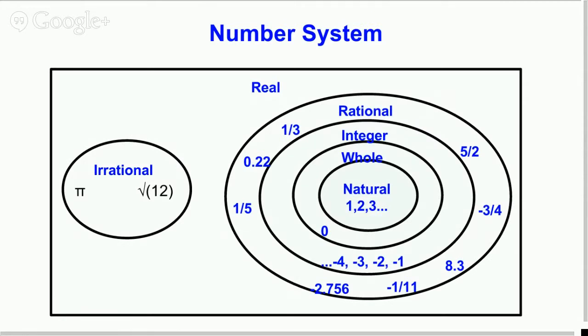All right, this is the number system, and this is just kind of showing you where all the numbers are. All these numbers are real, and then these ones are irrational, rational, integers, whole numbers, natural.